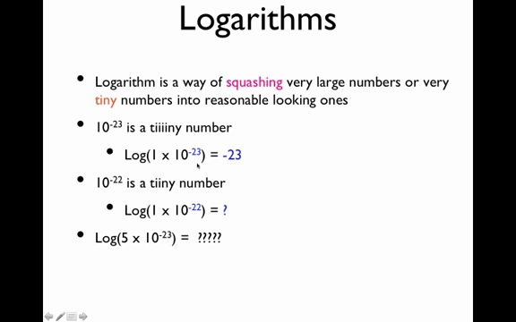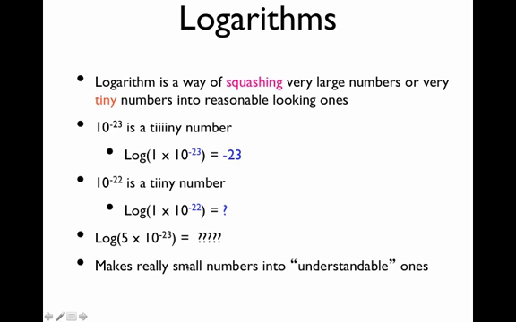So whenever you have a negative exponent like this, the answer to the logarithm of that number is going to be negative. And if you have a positive exponent, like the ones I was showing you 2 slides back, the logarithm will be a positive number. But again, the logarithm in this case will take really small numbers and turn them into understandable ones, although they will be negative.